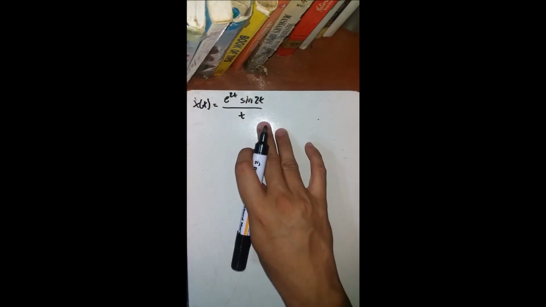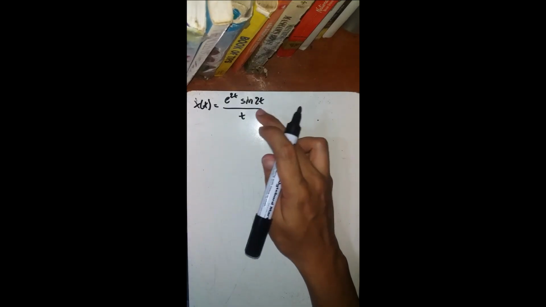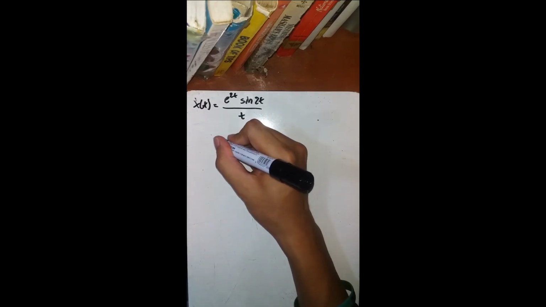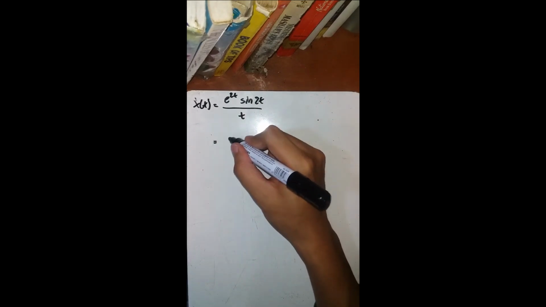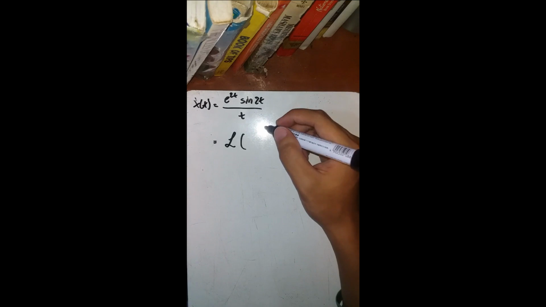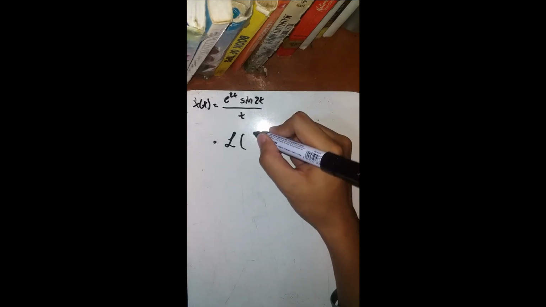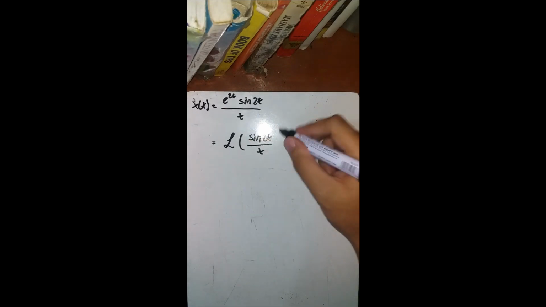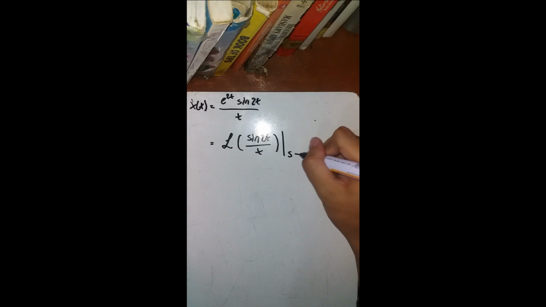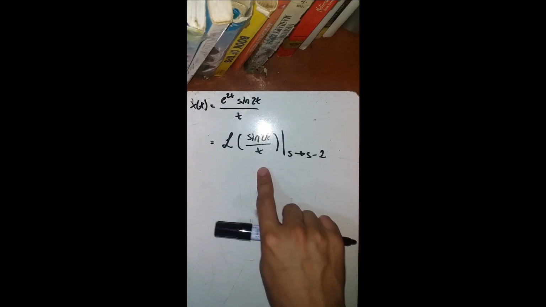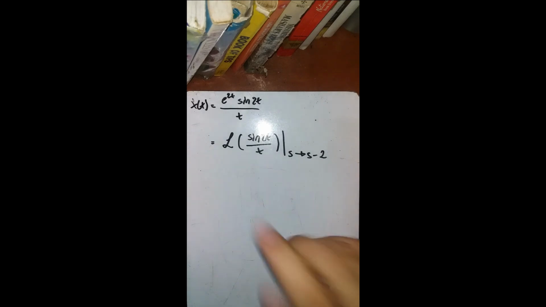As you can see here that we have e raised to 2t sine of 2t over t. So first, actually what we're gonna do is we're gonna use the first shifting property. So in this case, e raised to 2t sine of 2t will become sine 2t all over t with s going to s minus 2. Keep this in mind.